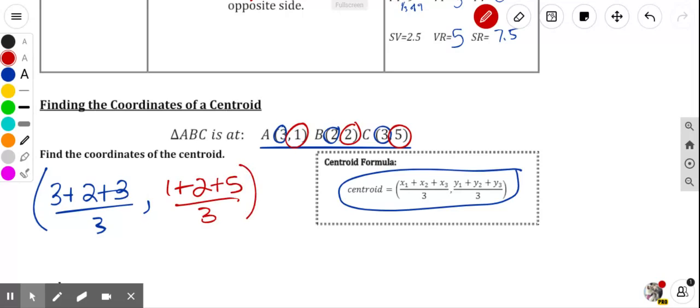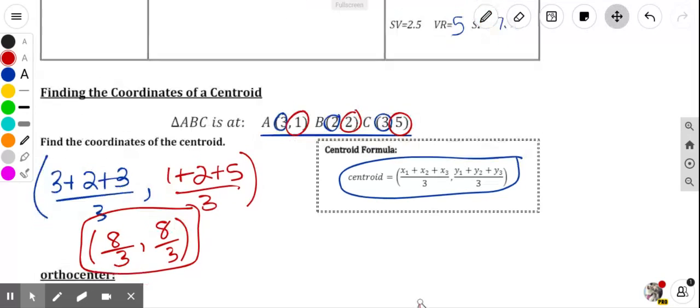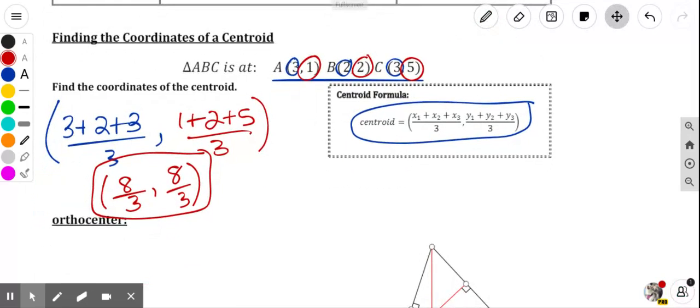And then just reduce. So 3 plus 2 is 5, plus 3 is 8. So we're going to have 8/3, comma, 1 plus 2 is 3, plus 5 is also 8. So 8/3. And you can just leave it like this. You don't have to make them decimals if you don't want to. I usually just leave it in fraction form, and that's totally fine. If it was something that could be reduced, you would want to reduce it. Like if I got 12 over 3, you'd just write 4.